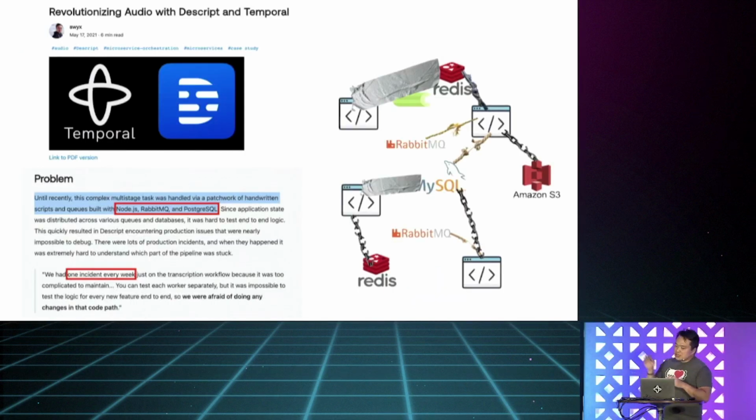Even a small organization, this is a case study I did with Descript. Descript lets you edit audio like you do Google Docs, and it basically synthesizes audio or deletes audio based on your editing of the transcript. They stitched together their pipeline with Node.js, RabbitMQ, Postgres, and basically it kind of looks like this, just like a patchwork of stuff. And they had one incident every week, just losing transcriptions, losing data.